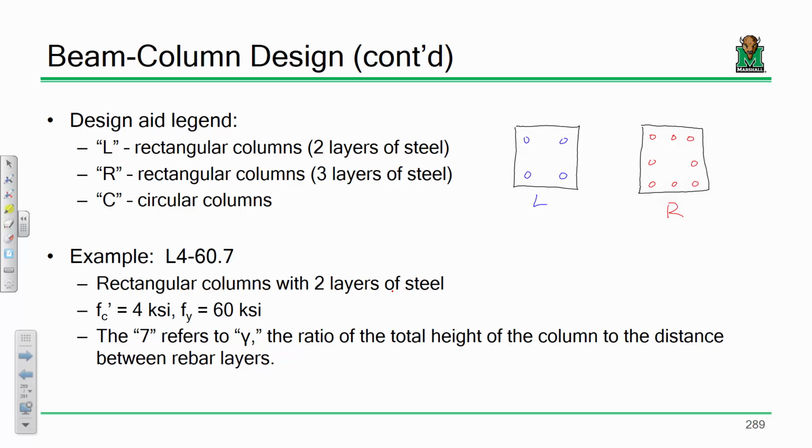So the way that we compute our moments, and ultimately the way that we would plot that PM curve, is going to be a little different. Okay? So, for instance, if I'm dealing with chart L4-60.7, that's a rectangular column with 2 layers of steel. The f'c is 4 ksi, the fy is 60 ksi, and the 7 refers to that gamma ratio. So if I had a column that was 20 inches deep, and the distance between the 2 layers is 14 inches, 14 over 20 is 0.7, I'd use that chart. Okay? Does that make sense? And did that answer your question?